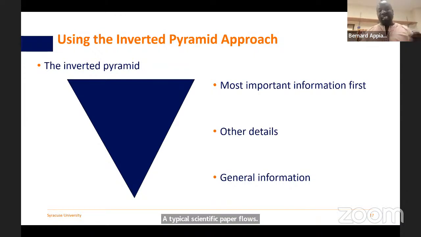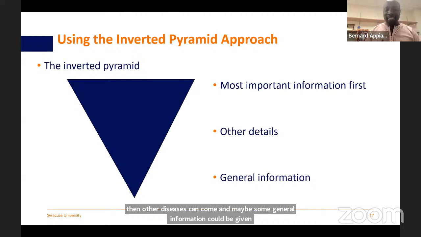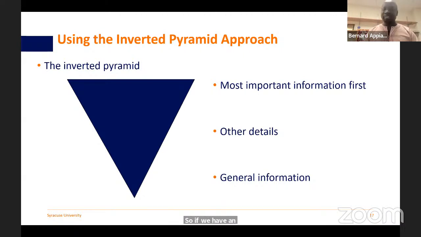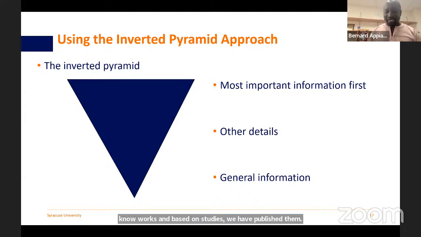In the inverted pyramid approach, we turn it upside down. So here, the most important information is put first, and then other details can come, and maybe some general information could be given. So if we have an evidence-based intervention that we know works, and based on studies, we have published them, and a journalist approaches you to know about it, you want to go straight into what your key findings were and why people should care about it. If we provide that kind of information, journalists will be so happy. They will be so happy.